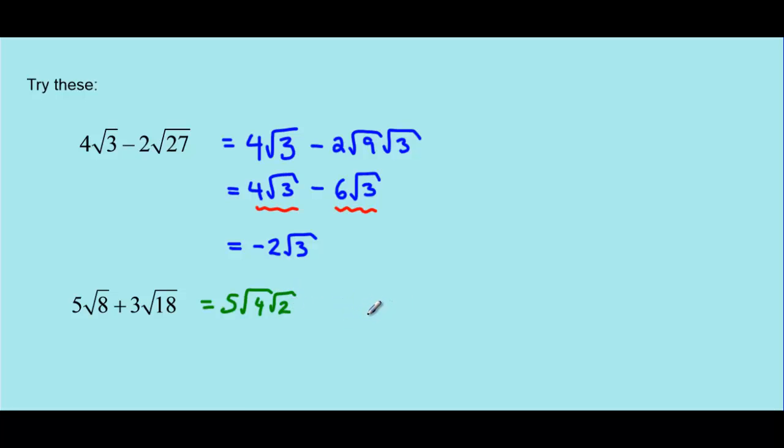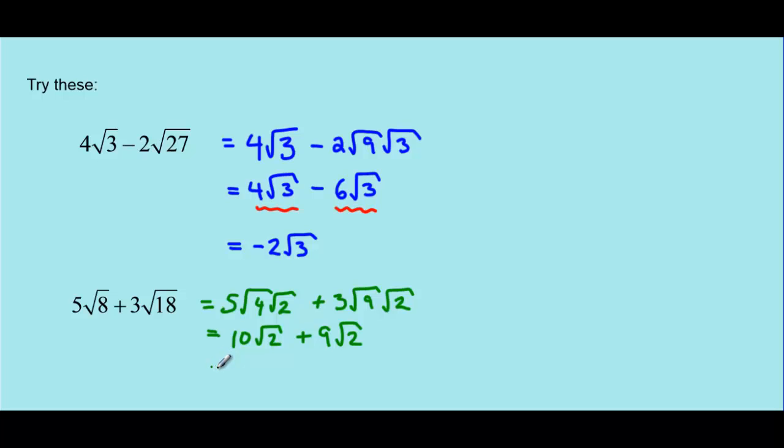And 18, we've seen 18 before. We know that 18 is divisible by 9, so we can split 18 into root 9 root 2, because 9 times 2 is 18. And we know the square root of 4 is 2, so 5 times 2 is 10, so that's 10 root 2. And 3 times the square root of 9 is 3, so 3 times 3 is 9, so this is going to be plus 9 root 2.